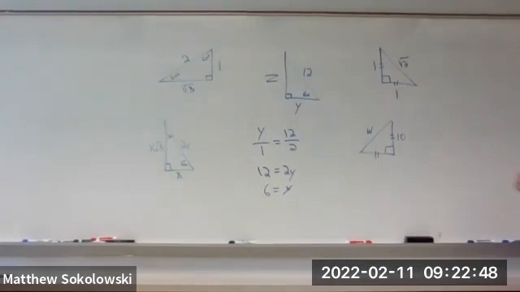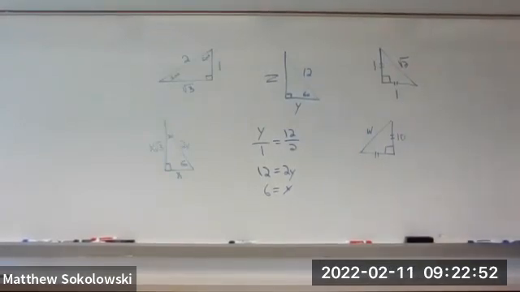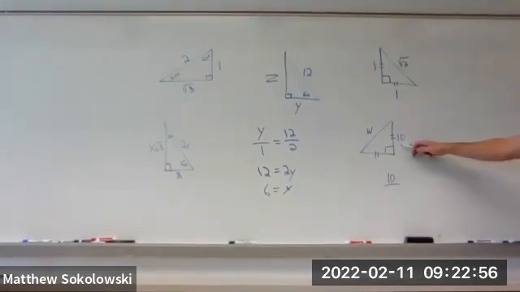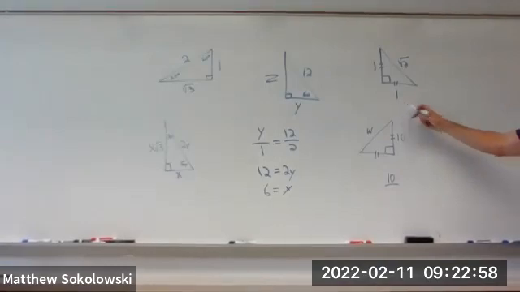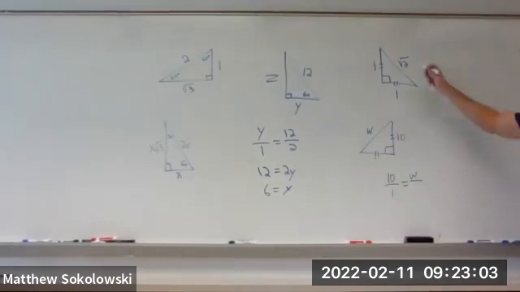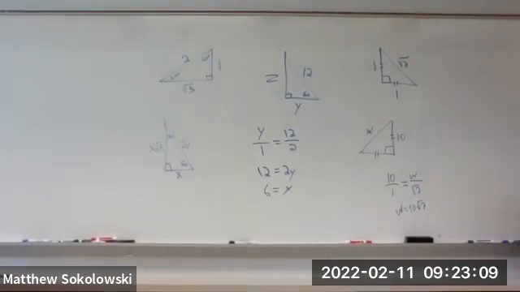I'm not going to be there to do this on the quiz for you. When you're taking the quiz, you're going to have to do it yourself. 10 goes with what? W goes with what? Cross multiply. W equals 10 rad 2.